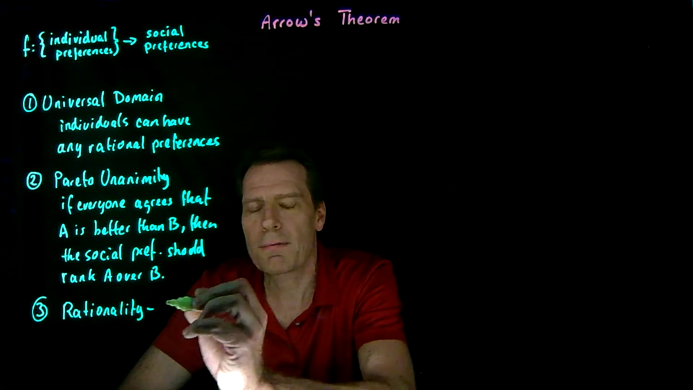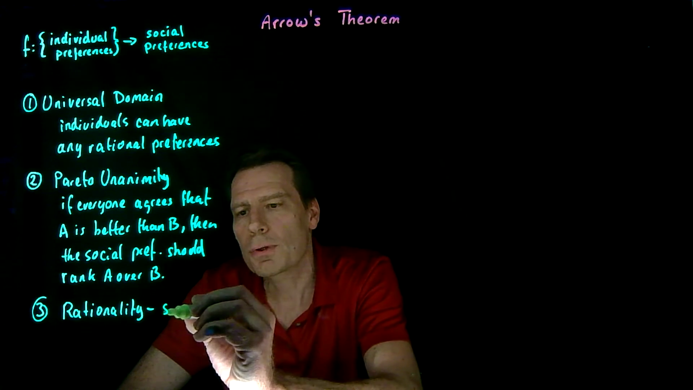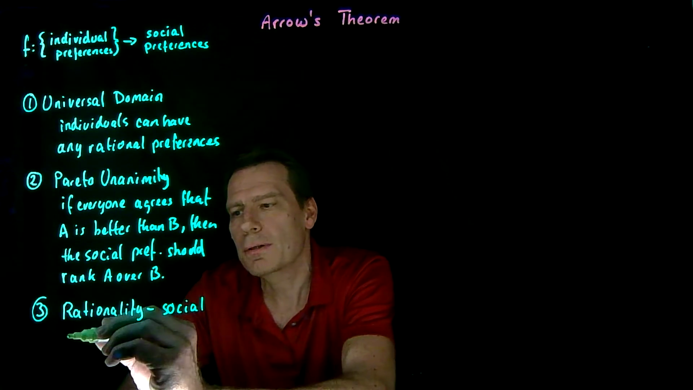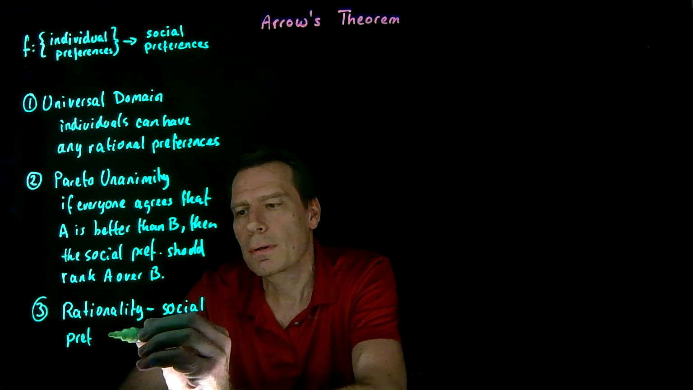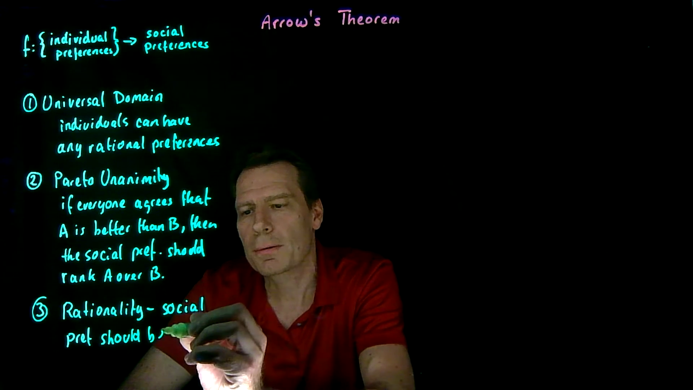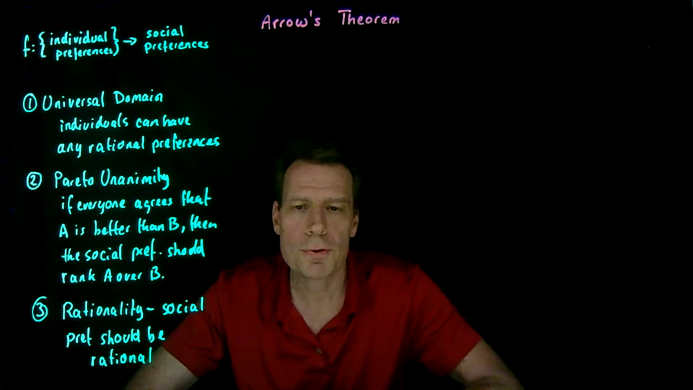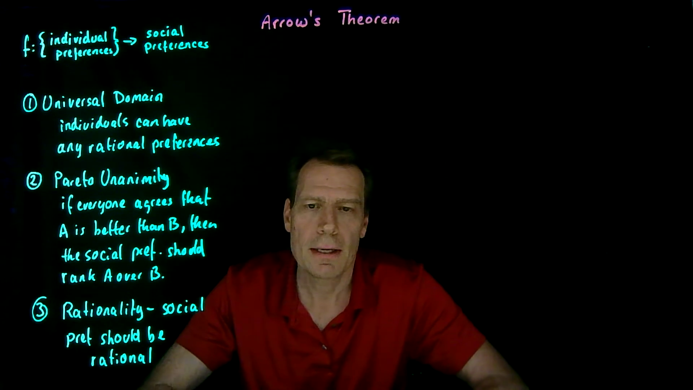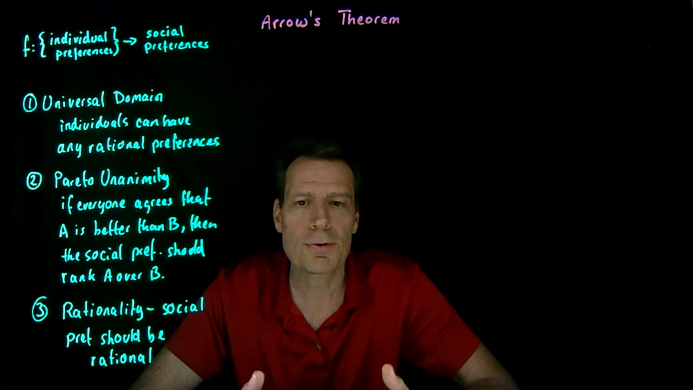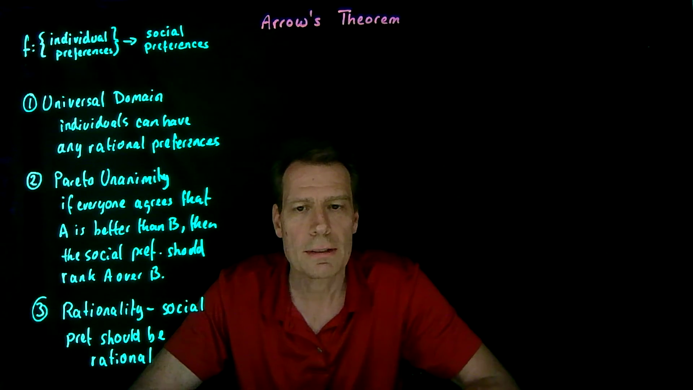The third assumption he called rationality. We want social preferences that can actually help us choose an outcome. And so we want social preferences to be rational. And by rational, we simply mean what we meant by rational when we first started to talk about consumer preferences. They should satisfy completeness and transitivity. That is to say, the social preferences should be able to rank any two social states. And if A is preferred to B and B is preferred to C, then A is preferred to C.